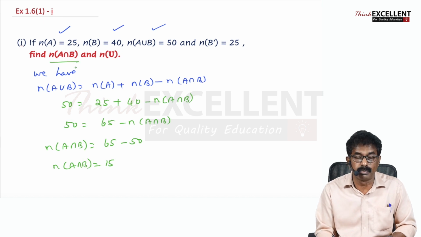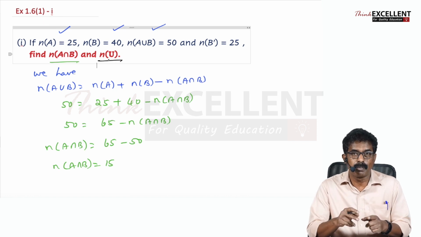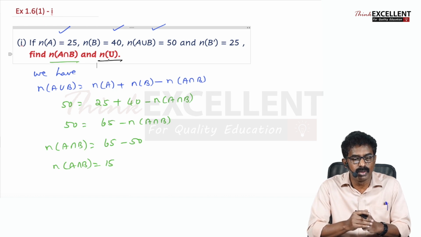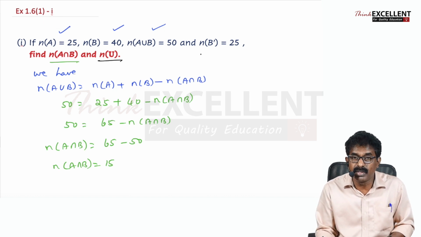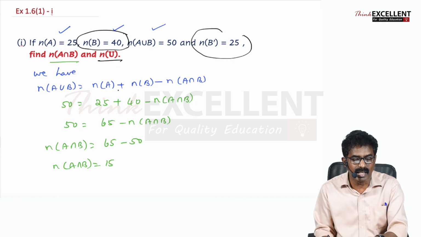N of A intersection B, got it. One more they asked. What did they ask next? N of U. There is a formula for N of U, no? N of A plus N of A dash, or N of B plus N of B dash. Here, which one do you know? N of A we cannot use because we don't know N of A dash, right? But N of B dash is given, N of B is also given. So using that too, you can find N of U, right?